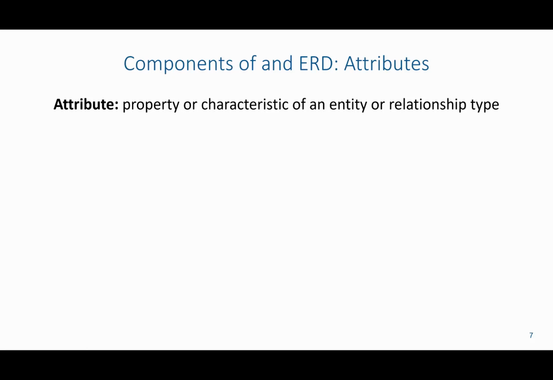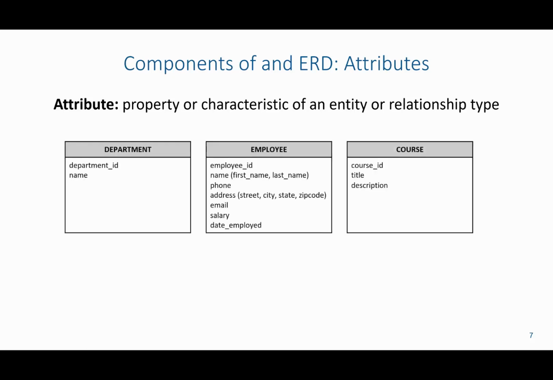However, in the previous video, we spoke about what is an entity. So here are three entities: department, employee, and course. So we would identify some attributes that relate to each one of these entities. So department, we have department ID and name. Employee, we have employee ID.